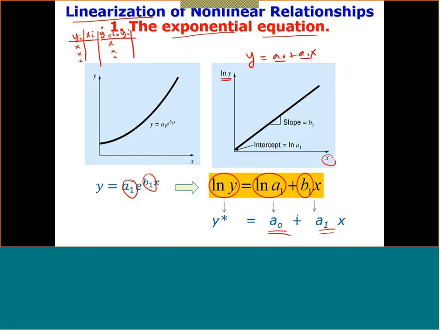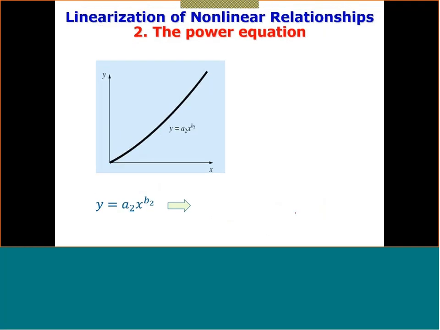The approach, in simple language, is trying to linearize the model. Let's have another example. Let's assume here we have the power equation, which is y is equal to a2 x to the power of b2. Okay, so what I will do here, I will take the log for both sides. If I take the log here, this becomes equal to this. So this now becomes your y star. This is your constant, this is your a1, and this is your x star. So here now we have an x star.